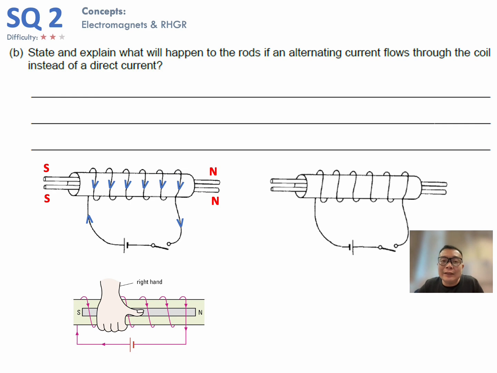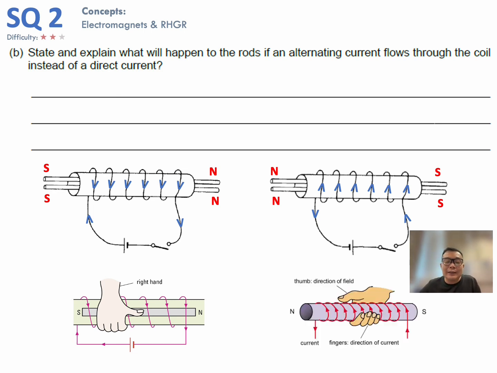Now, what happens if the current changes direction? That is where we put in the new direction of current in the second diagram, and again applying the right hand grip rule, we determine that the left side of the solenoid now becomes the north pole. If you look at these two diagrams, we notice that the north pole of the electromagnet and the north pole of the iron rods has indeed changed position. Previously, it was on the right. When the current changes direction, the north pole is now on the left.